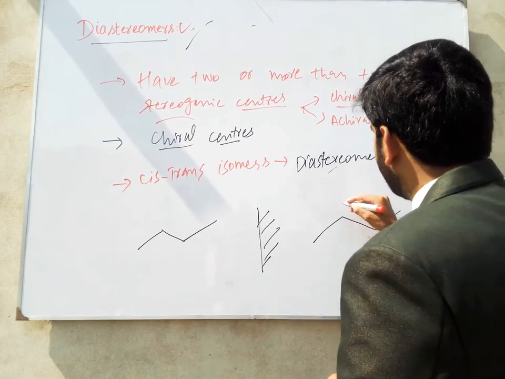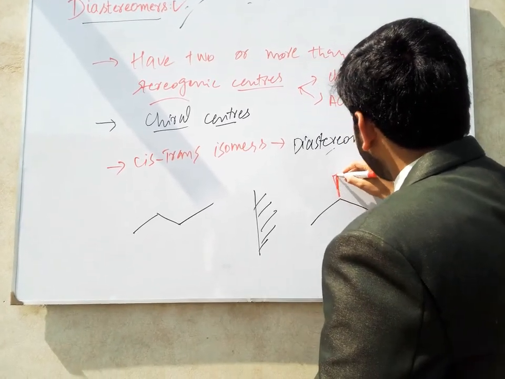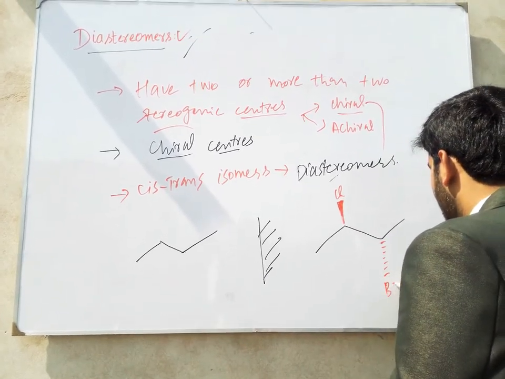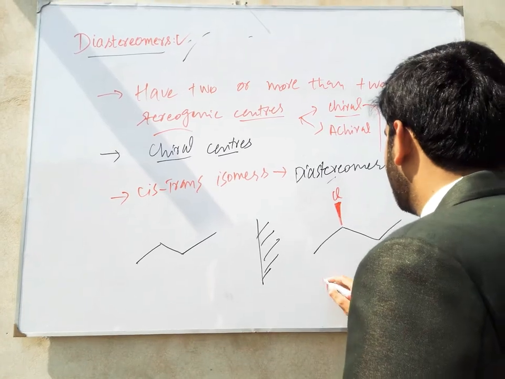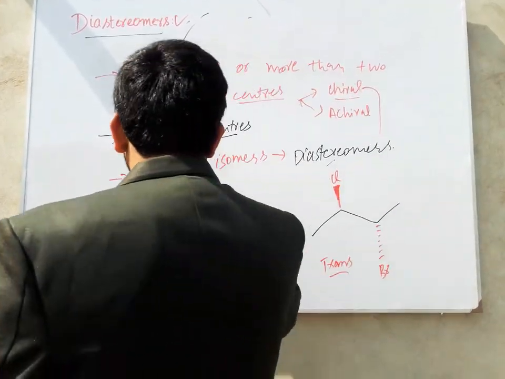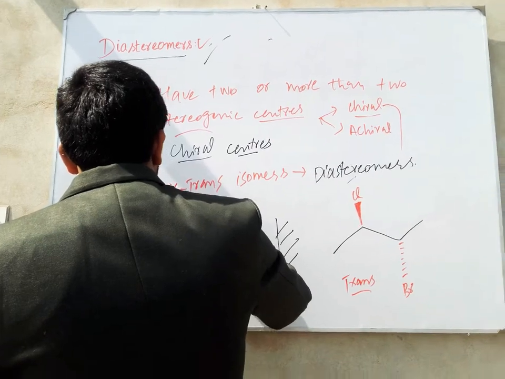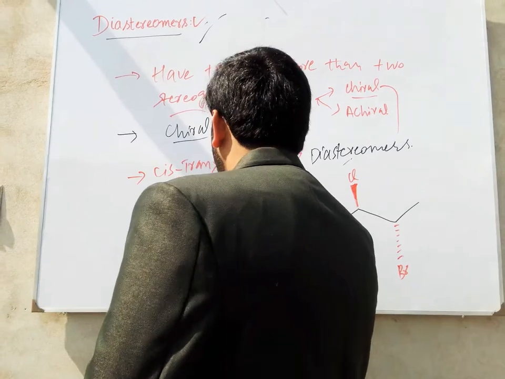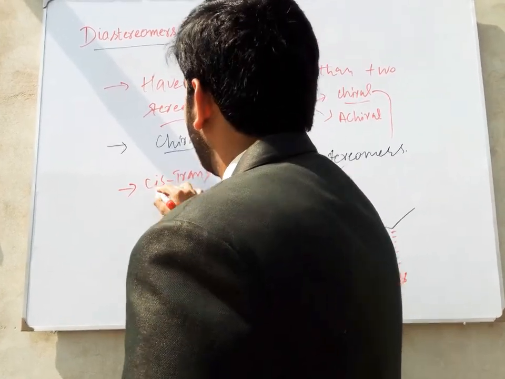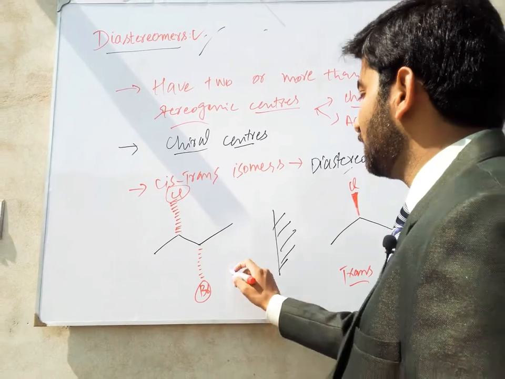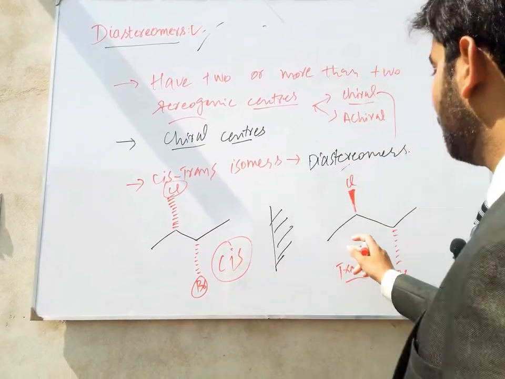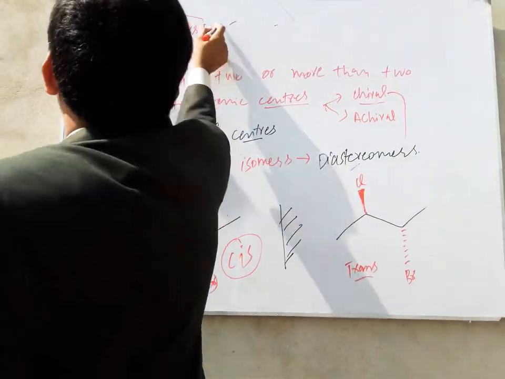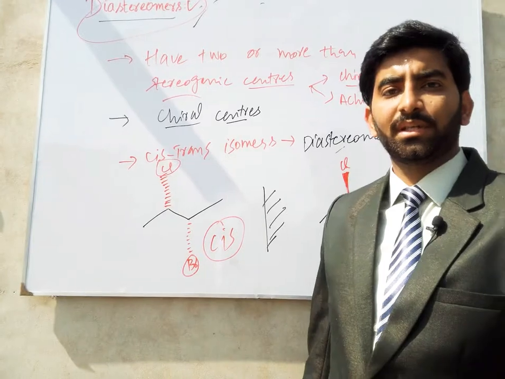In this molecule, we can see that this Cl is above the plane and this bromide is below the plane, so it is our trans isomer. And in this molecule, we can see that both Cl and bromide are below the plane, directed away from the observer, so it is our cis isomer, and they are non-superimposable, non-mirror images of each other, so they are called diastereomers. So this is all about the diastereomers.